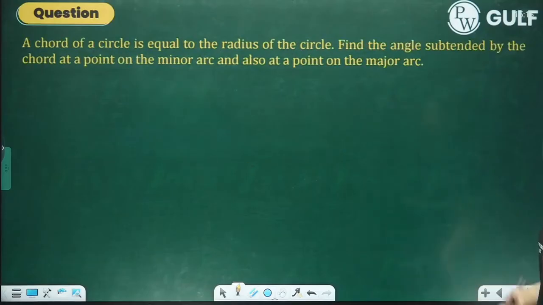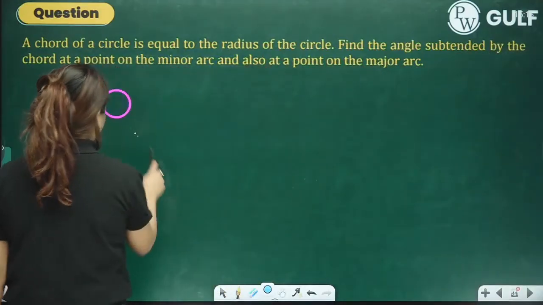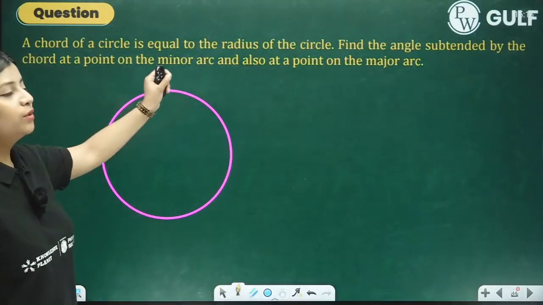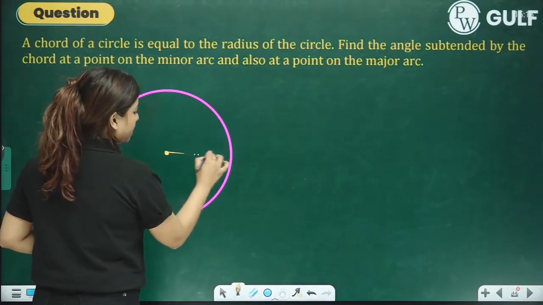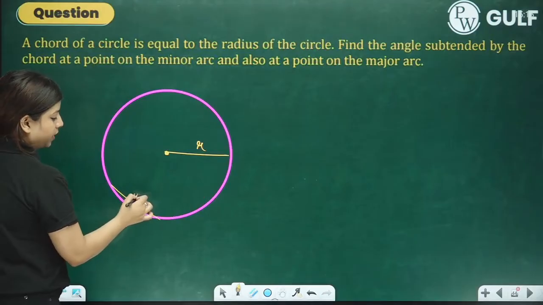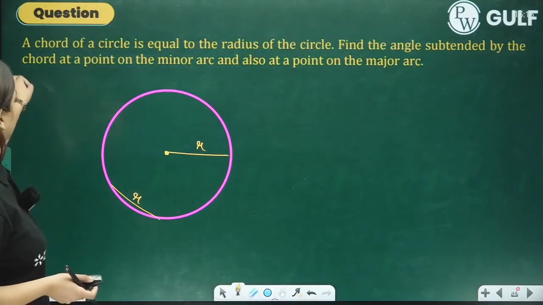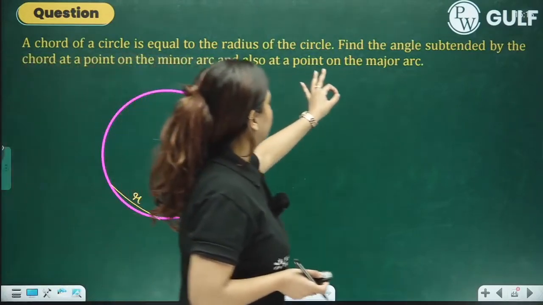Let's move forward. This says a chord of a circle is equal to the radius of the circle. What does this question say? That we have a figure and the chord of a circle is equal to the radius of the circle. Let's say, for example, if this is R and this is a chord, this is also of length R. So find the angle subtended by the chord at a point on the minor arc and also at the point of the major arc.